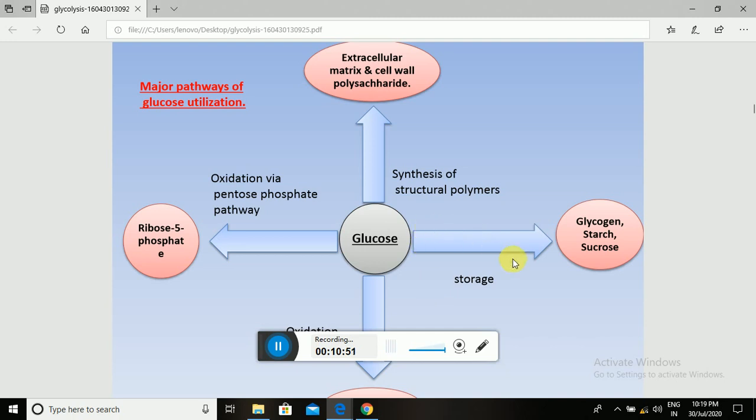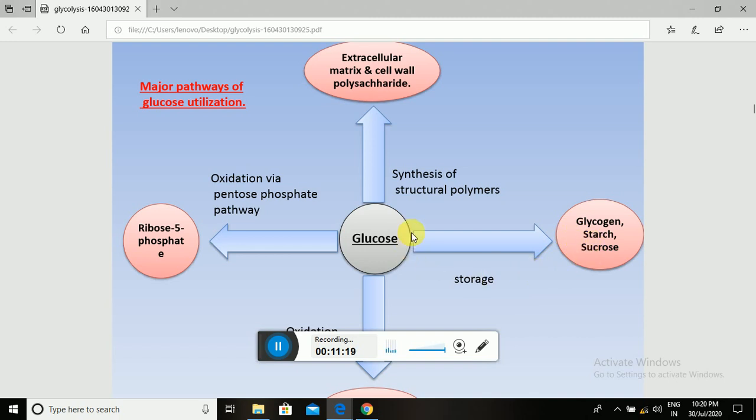So this glucose has different fates. Glucose will be stored in the form of glycogen, starch, and sucrose. In the case of plants, glucose will be stored in the form of starch. Also, this same glucose will be stored as glycogen in the case of animals, which is also known as animal starch. Also, glucose is stored in the form of sucrose. So these are the storage forms of glucose.